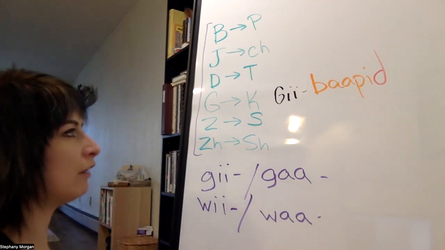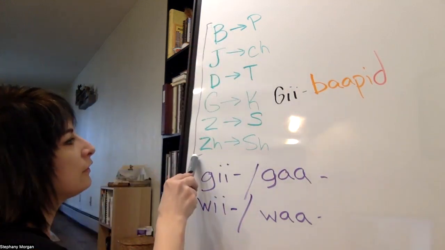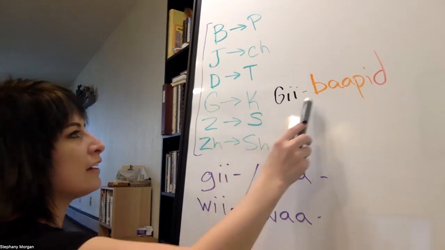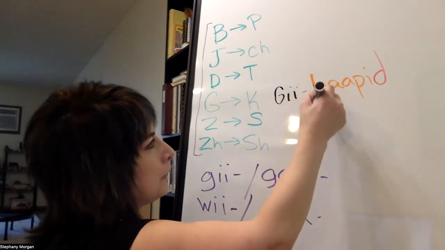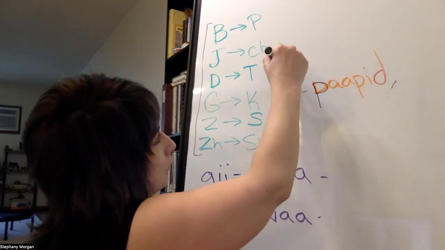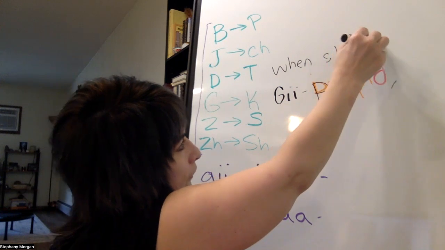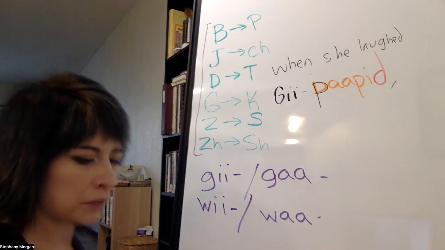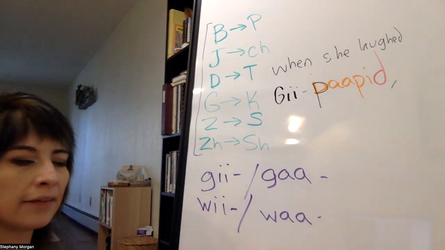But when you're writing or talking, pay attention. Does your verb start with any of these letters? If the answer is yes, and you have this time tense in front, you're gonna know that it has to make a change. So gi bapid, gi bapid. When she laughed, we laughed too.